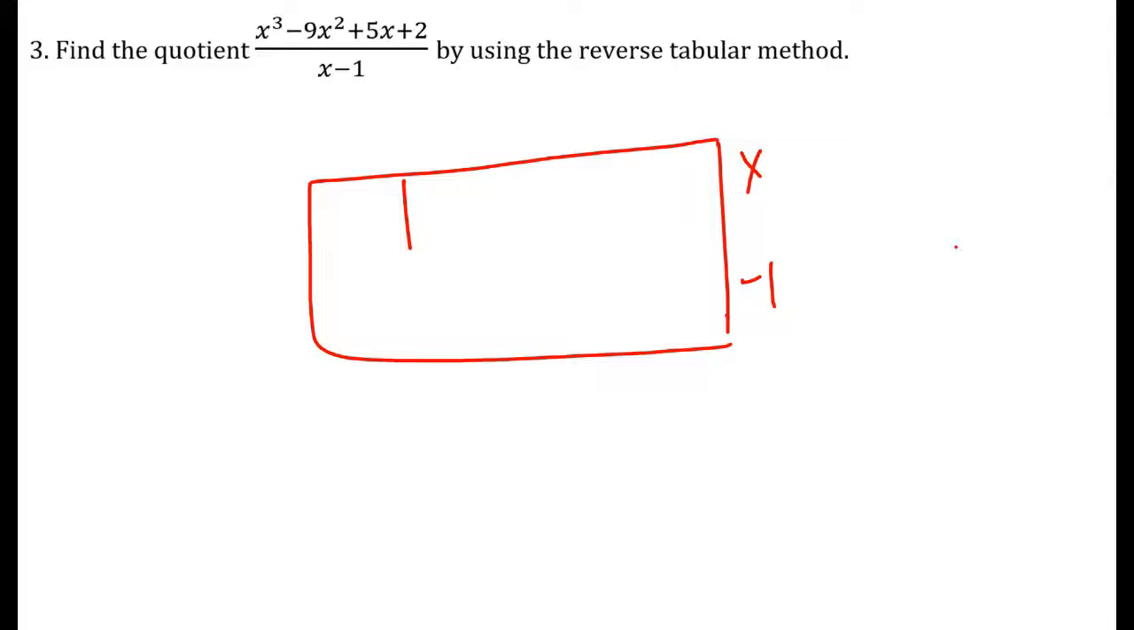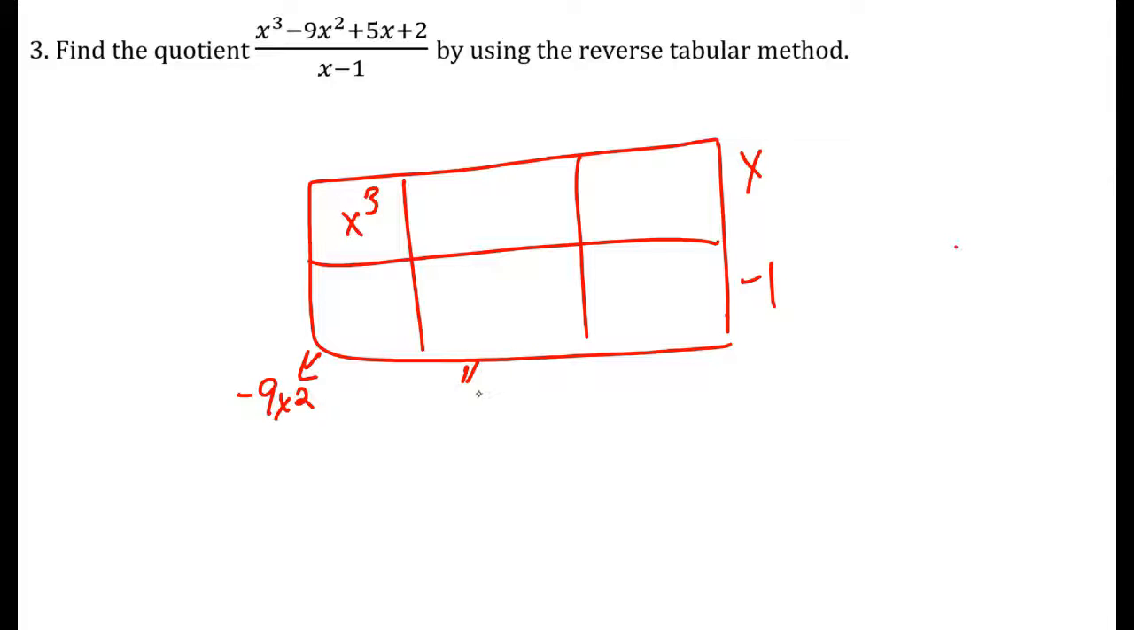Cubic divided by an x is going to leave me with an x squared. So I need x squared times x gives me x cubed. So from that term, I get x cubed. This term, I get negative 9x squared. That term, I get 5x. And this term, I get 2. Go through the reverse tabular method. X squared times x is x to the third. X squared times negative 1 is negative x squared.